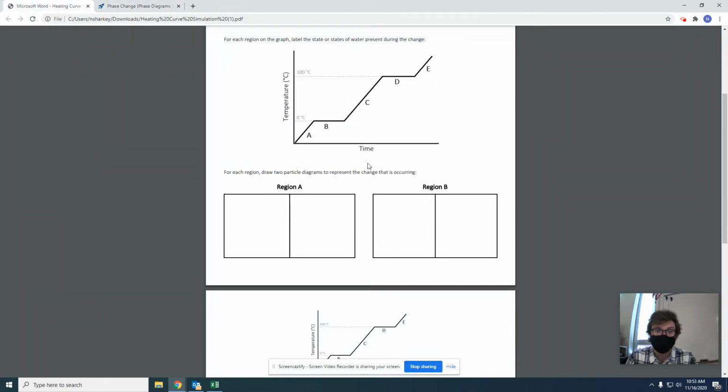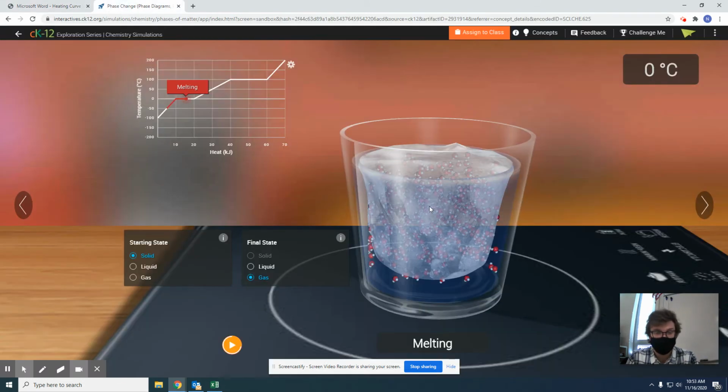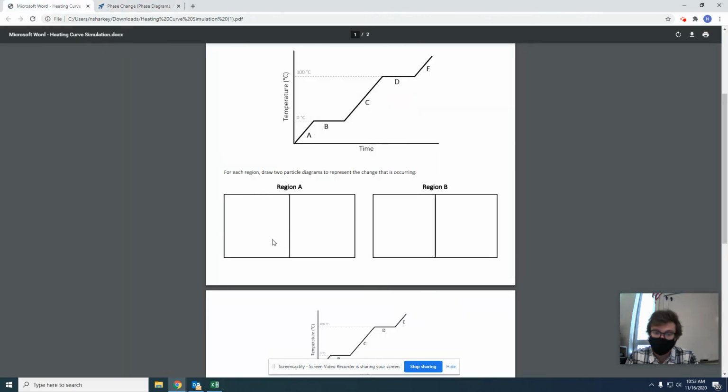to my handout, what I want to do in region A is draw a particle diagram for this stretch of the graph. So I want to draw a particle diagram early on in section A and then a little bit later in section A. If I were to draw this particle diagram for A, I would show that it's a solid both times. And if we think back to the simulation, we didn't really notice any dramatic changes. So we could draw a solid in our before and then a solid in the after.